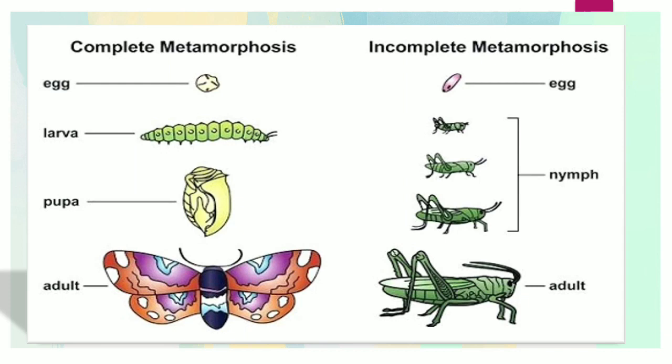These pictures show the difference between complete metamorphosis and incomplete metamorphosis. As we can see, in complete metamorphosis there are 4 stages. First one, the egg. Second, larva stage. Third, pupa. And the last one, the adult stage. While in incomplete metamorphosis, there are 3 stages. So first one is the egg stage, second, nymph stage, and the last one is the adult stage.